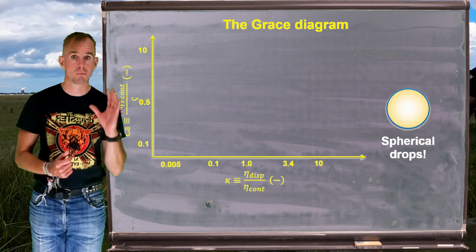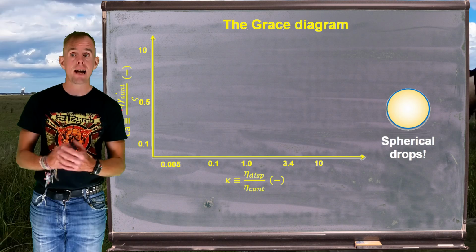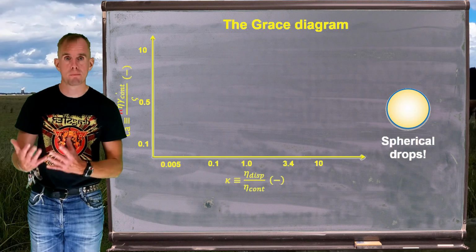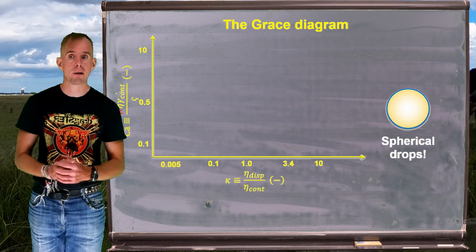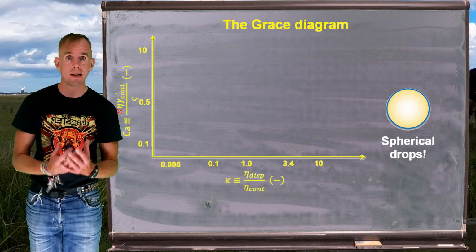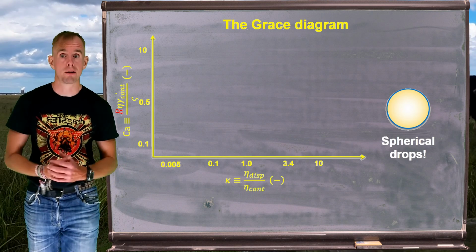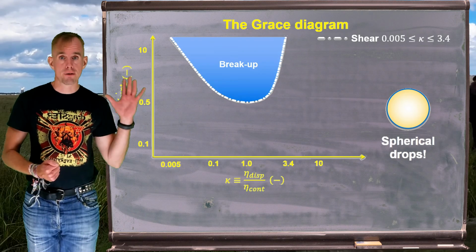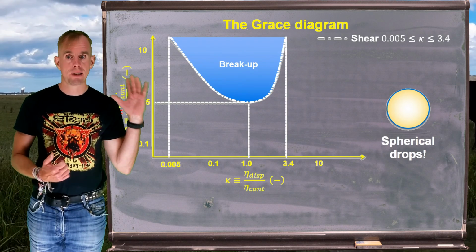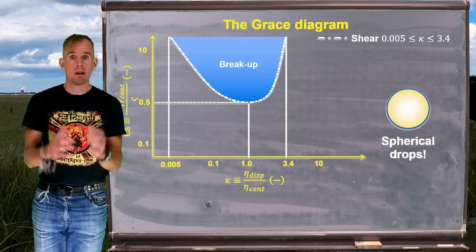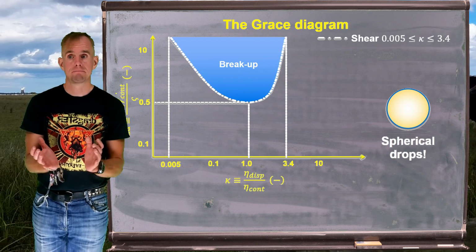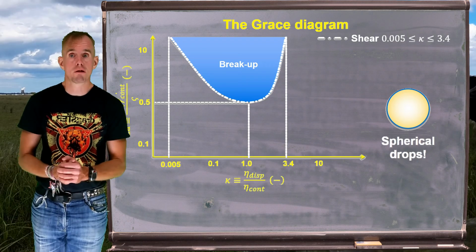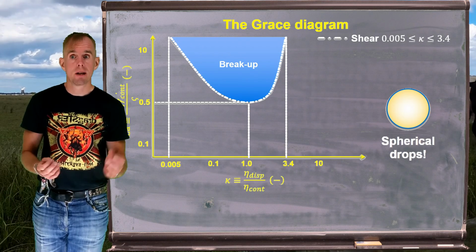So let's start with spherical drops and see how we might break a spherical drop up. What sort of deformation field, what capillary number do we have to impose on a spherical drop to get it to become more than one droplet? So the result I've plotted on the Grace diagram here is for shear flow. The blue shaded region is that region where droplets break up. Outside of that blue region, droplets remain unaffected.